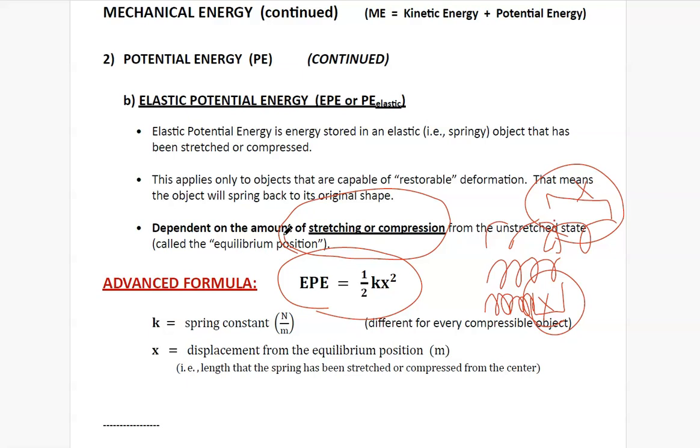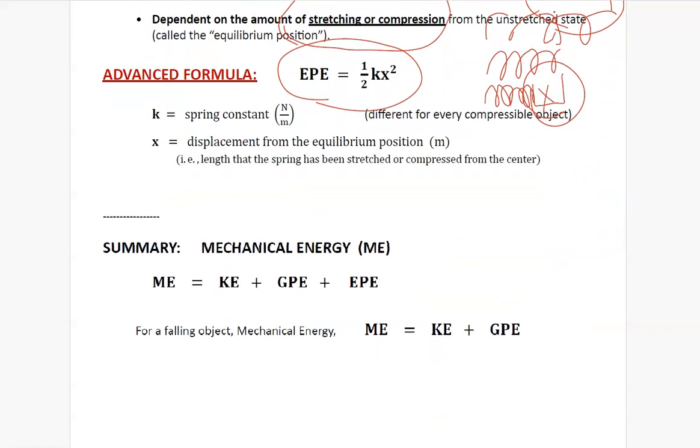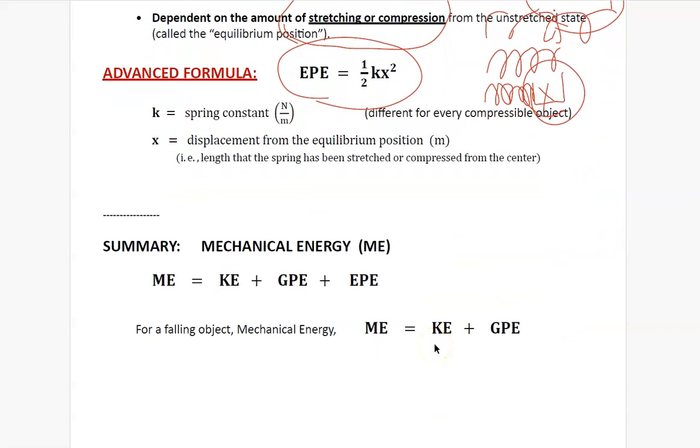So again, the mechanical energy is just the sum of the kinetic energy and the various potential energies. So it's the kinetic plus the gravitational plus the elastic potential energy. But for a falling object, we don't worry about the elastic potential energy. We just consider kinetic energy as it's falling and the gravitational potential energy dependent on how high the object is at that moment in time. So this is dependent on the speed at any moment in time, and this is dependent on its height at any moment in time.